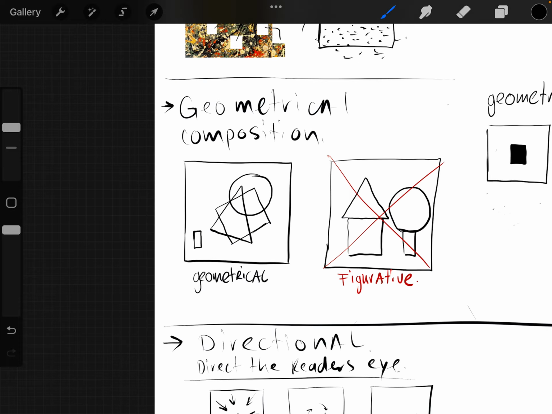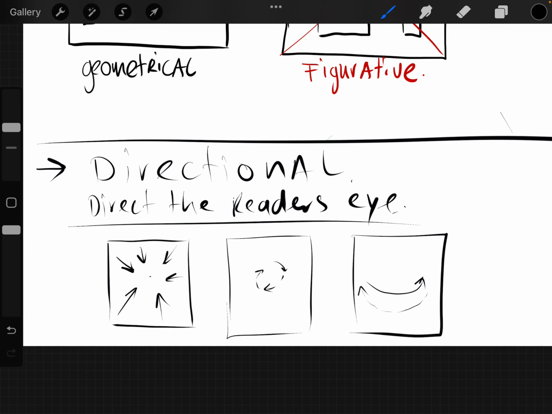Cool. Then the last one is the best one. It's going to be this one, directional. So a directional composition is by far the coolest composition, because in a directional composition your eye gets drawn into a certain area. So those are my favorite ones. Whenever you can find one, it's so cool. I'm going to show you examples, right?